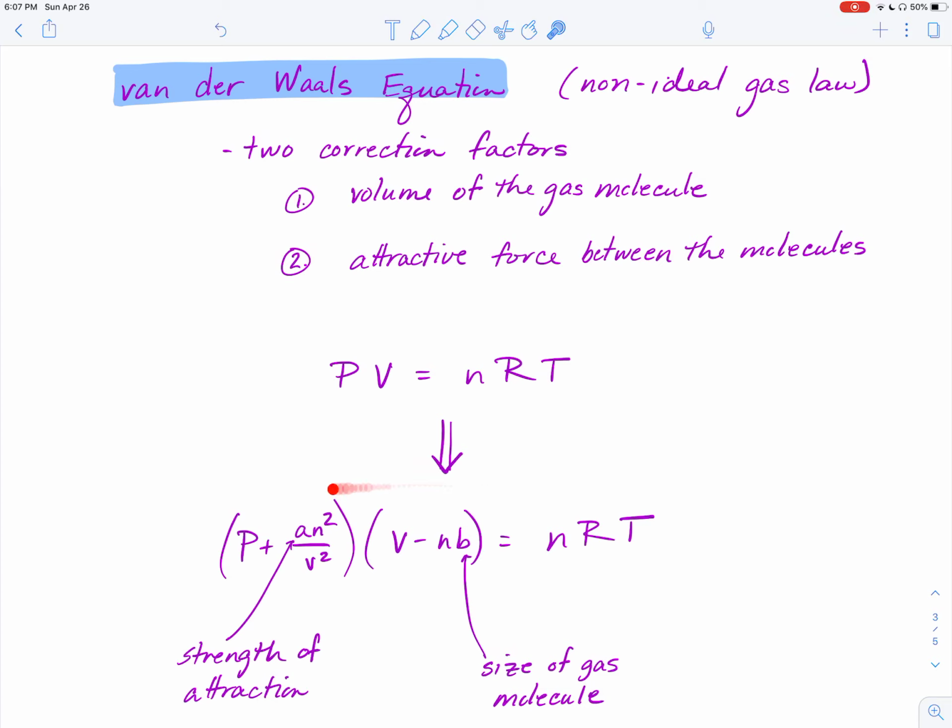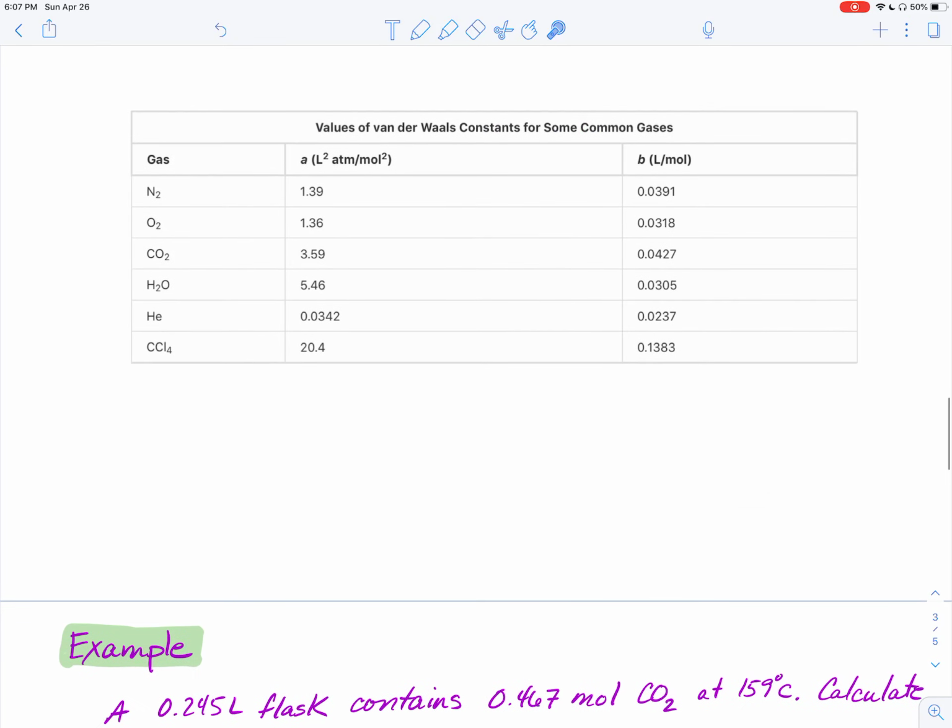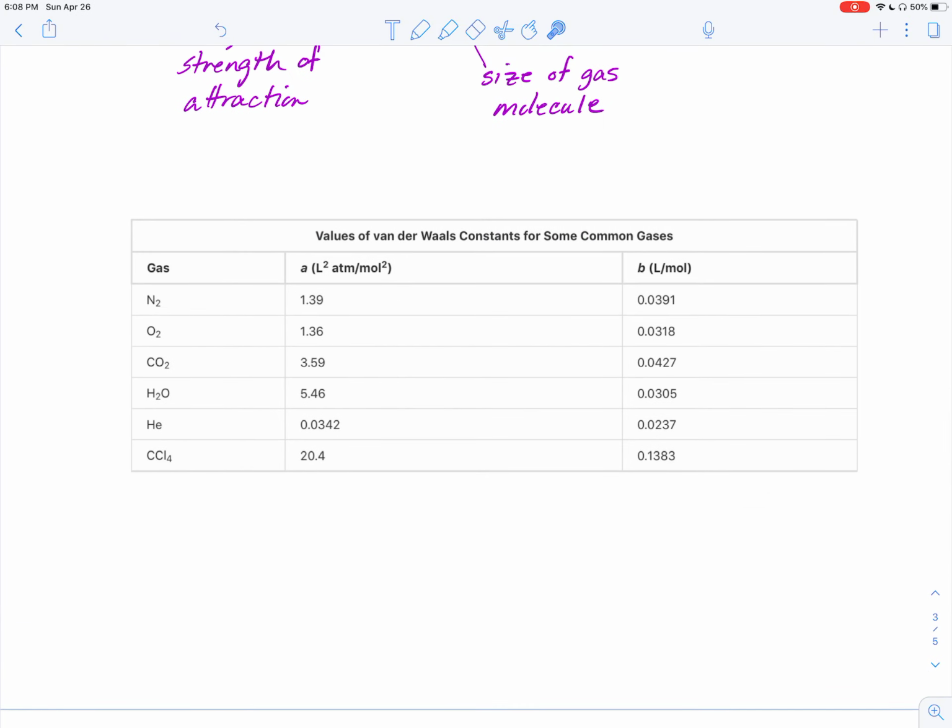This right here is considered the van der Waals equation, or the non-ideal gas law. This is what we'll use to start calculating non-ideal gas behaviors, or values about gases in those non-ideal conditions. Now, I wanted to give you some of the values of the common constants for a and b, these correction factors.